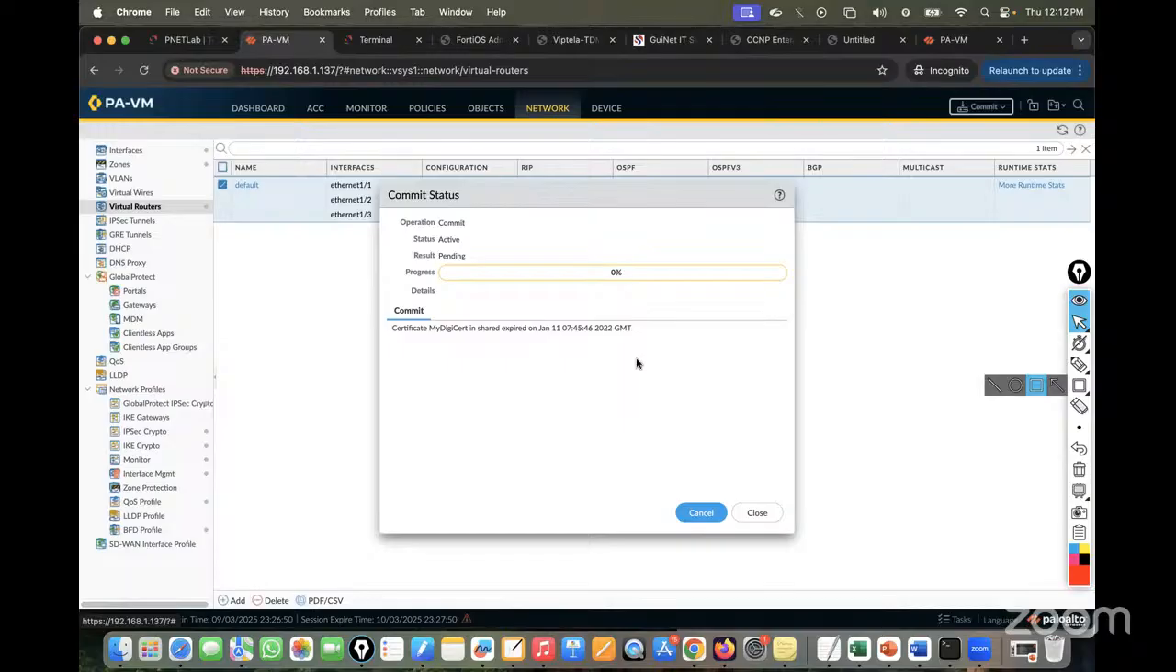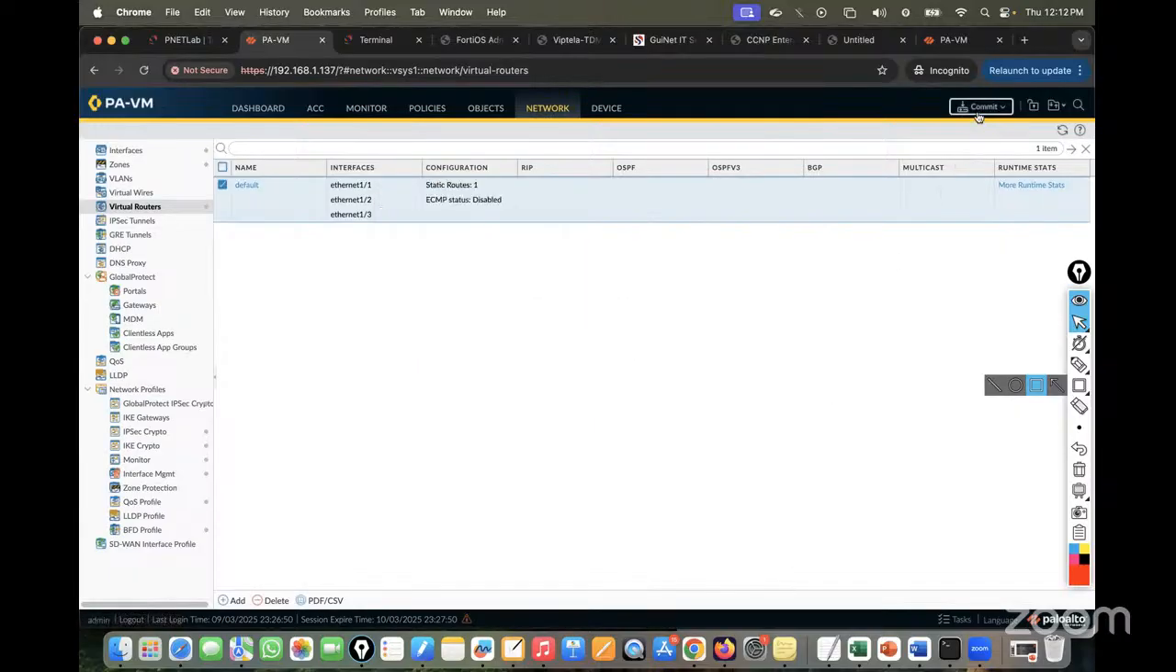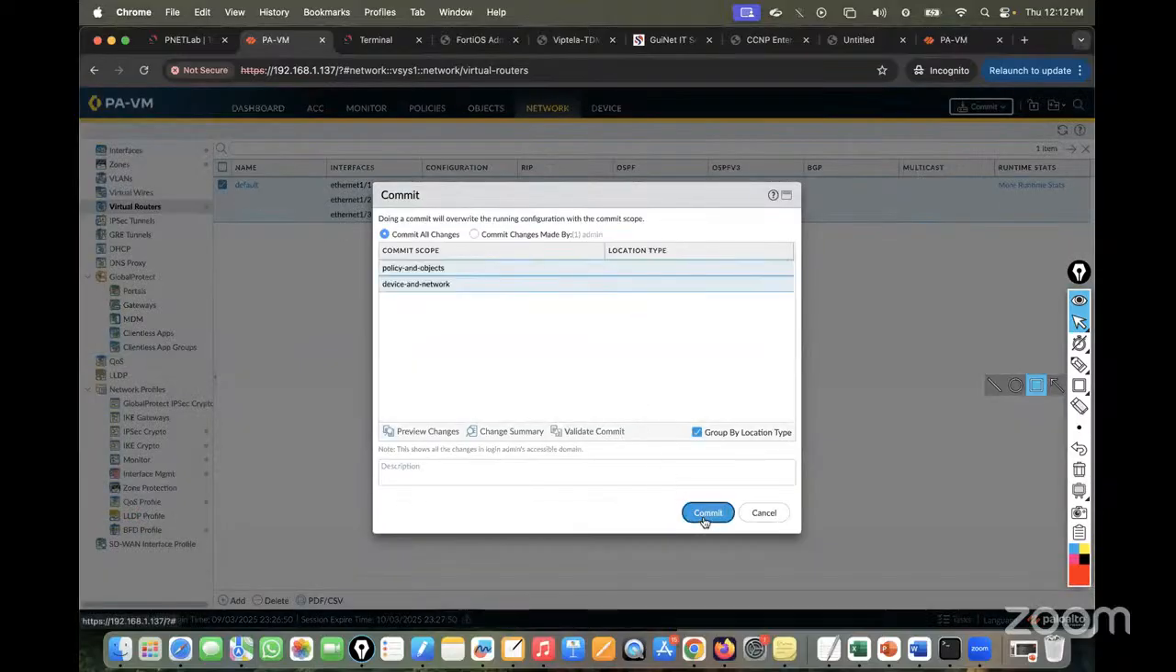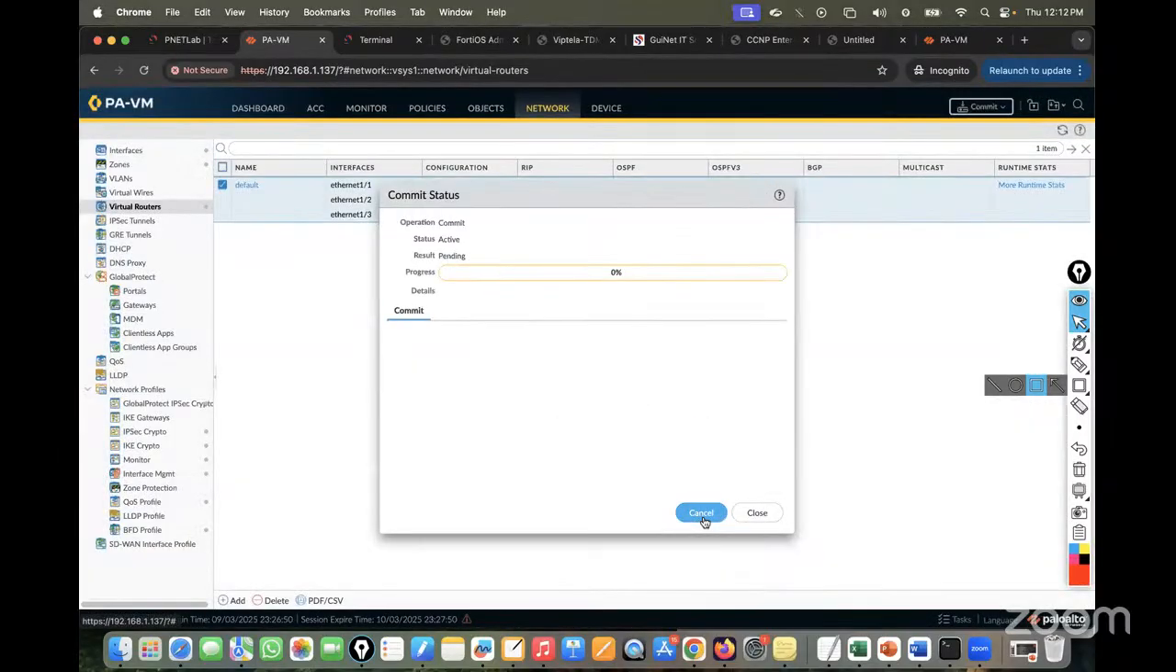Wait for commit. Commit failed. Let me retry again. Sometimes commits fail in the virtual environment, but it is going to happen. Don't worry.